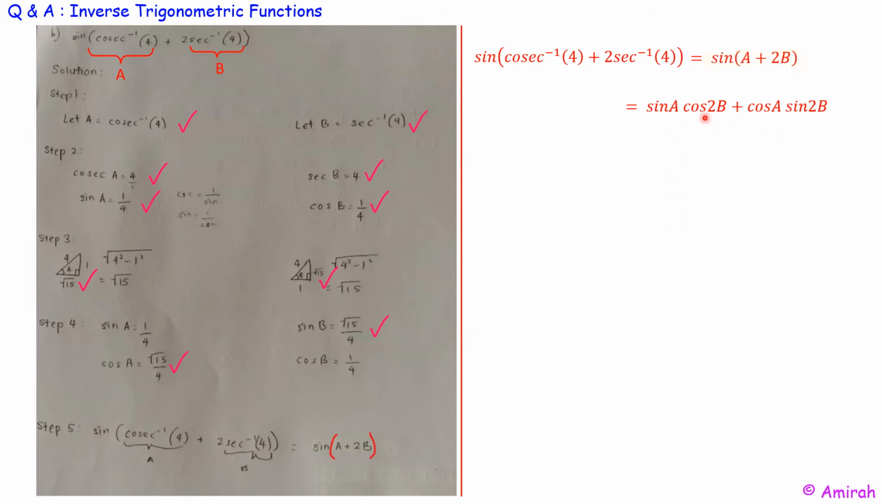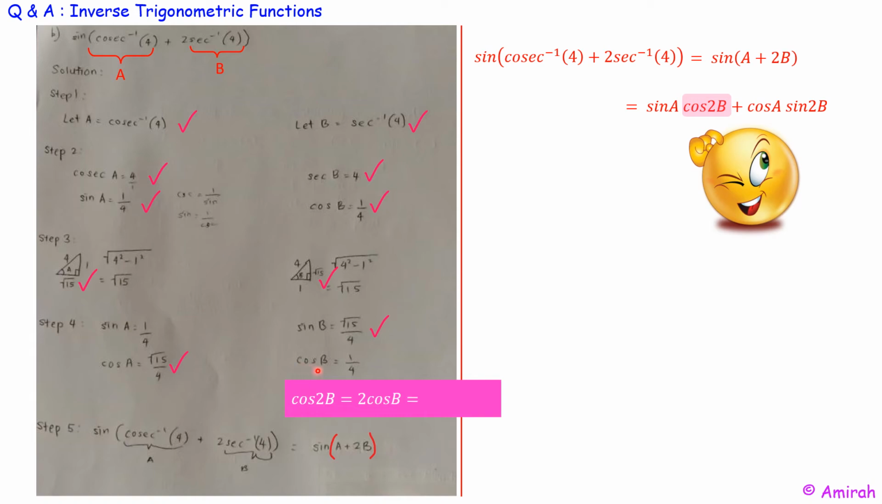Alright, from here, we have cos 2B. How do we find cos 2B? Some students take it from here. Okay, cos 2B, they multiply 1/4 by 2. Actually, they took cos 2B equals to 2 cos B. That's why they get 2 times 1/4, and after simplifying, they get 1/2.